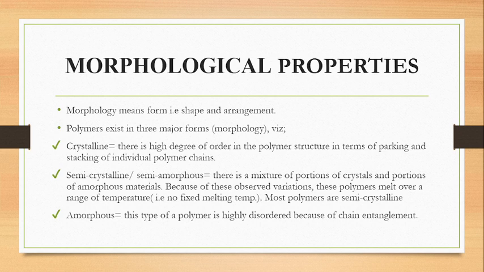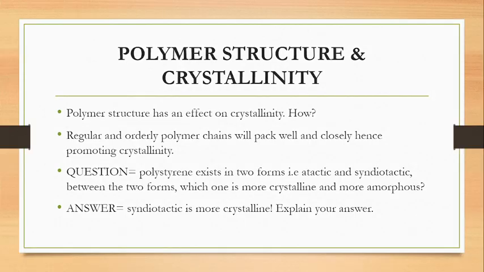Now, the amorphous structure of a polymer is a type of polymer in which there is high disorder because of the chain entanglement. There is a lot of disorder because of the chain entanglement. So these are the definitions of the morphological properties of polymers. Unless there's a question, if there is a question, do well to ask.